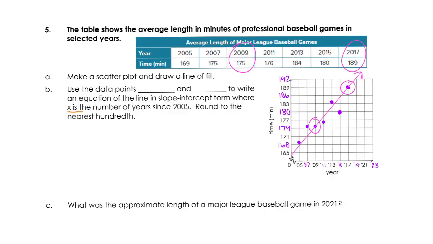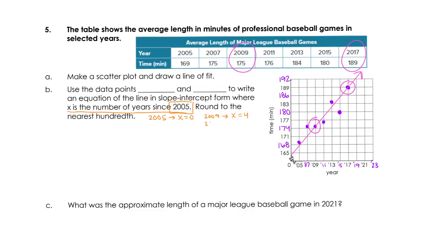Because they say right here x is the number of years since 2005. That actually means that 2005 is when x is 0. So with that in mind, we have to figure out what x is when it's 2009 and what x is when it's 2017. If we're looking at 2009, that would be 4 years after 2005, so x would be 4.